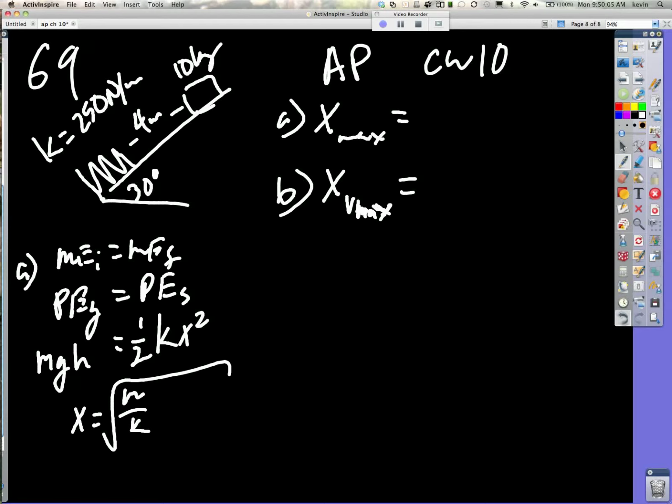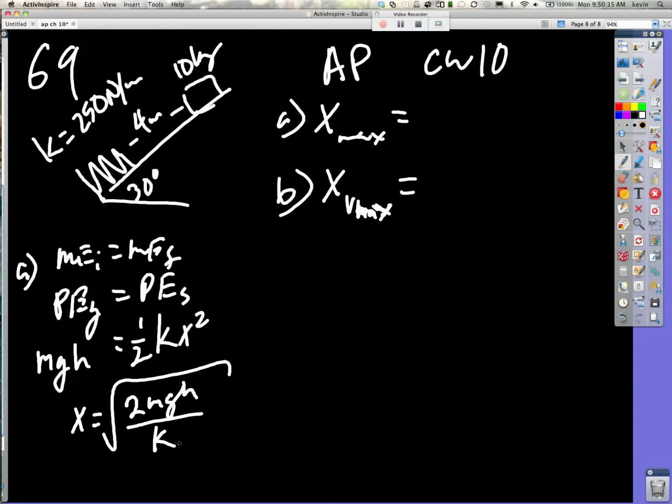What is the spring going to do when this is at maximum compression? Yeah, before it launches, what's it going to do? What's this block going to do at the bottom? Stop. And you know that when it stops, there's no kinetic energy. So you know all the PE had to become KE. Does that make sense?